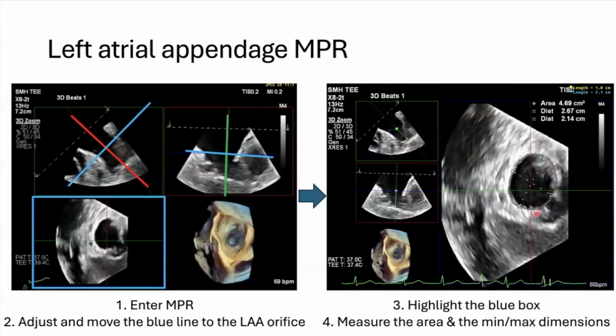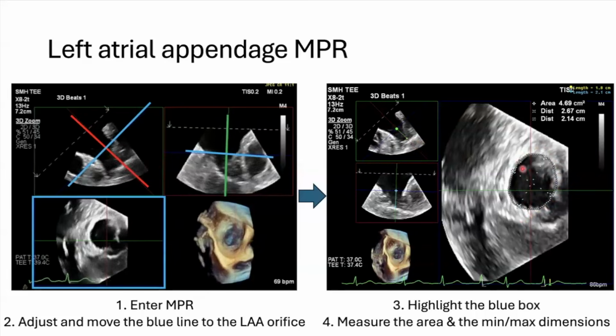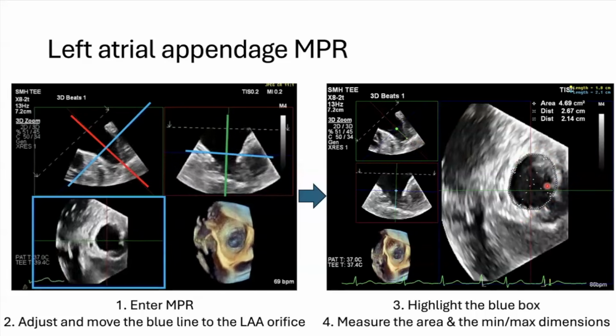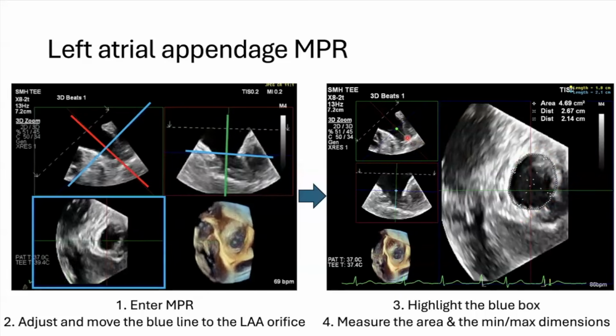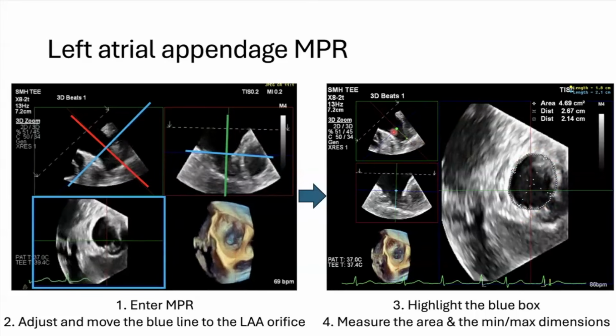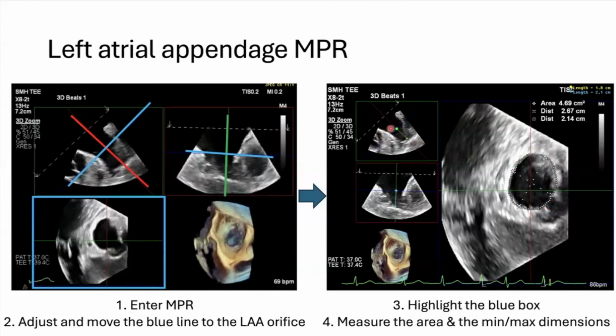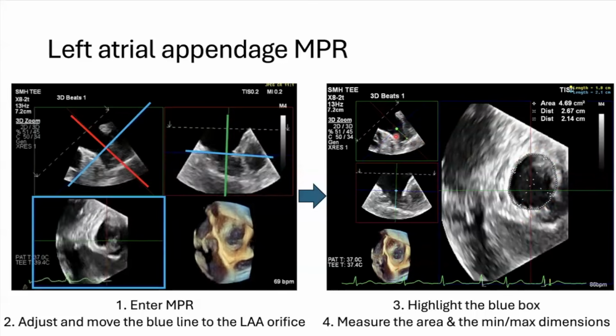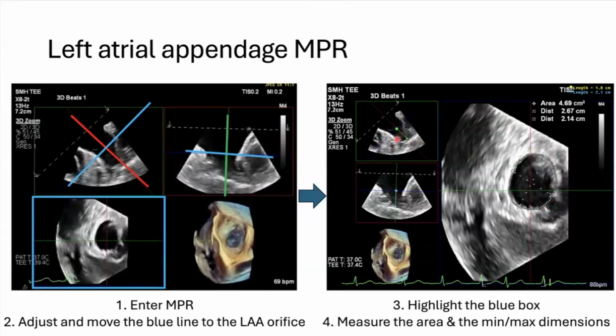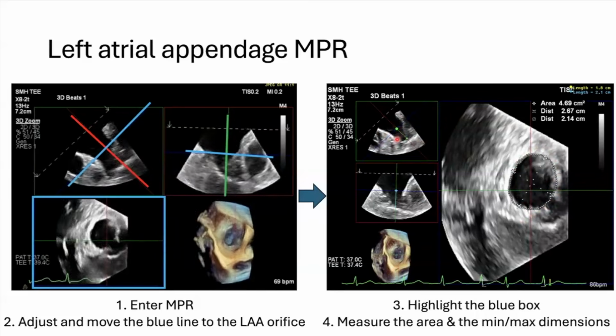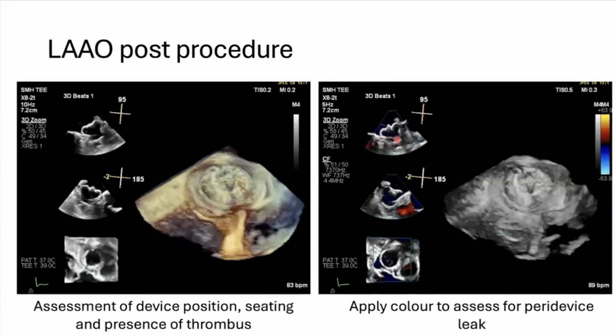Then you can measure the minimum and maximum dimensions and area of the appendage, which will be helpful for sizing. Depending on the device, that will affect where exactly you measure. If you measure at the orifice, which is typically where the circumflex artery is, or a little bit lower at the neck, it'll just depend on the device you're measuring. But the principle is there. This is how you use NPR to take the measurements of the appendage.